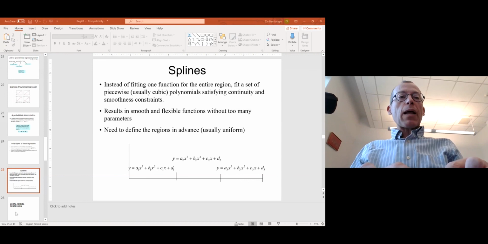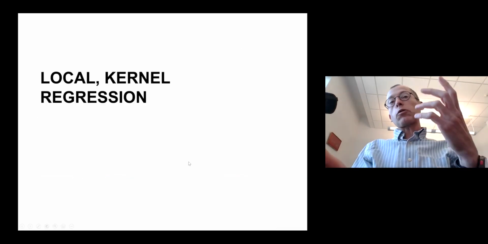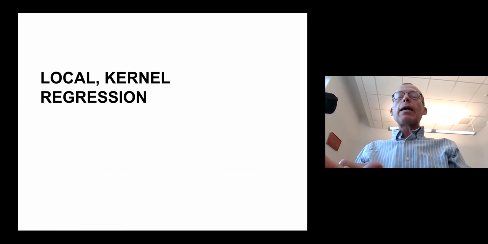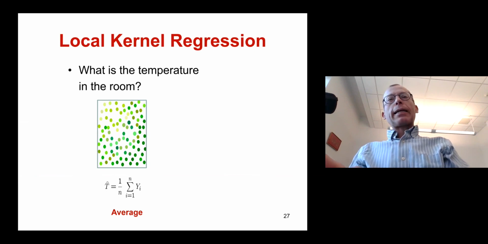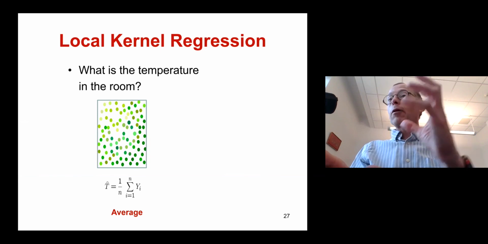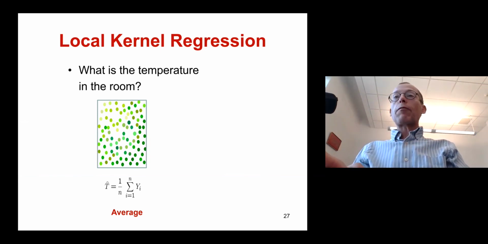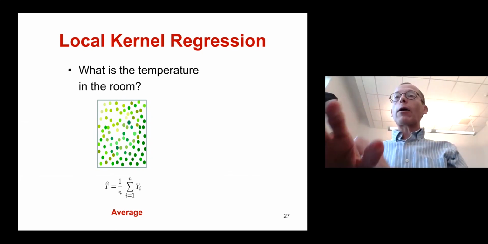In addition to splines, there are other ways to do this. So splines are one way to learn local regression. There's also something called kernel regression. And kernel regression is basically the same idea. Rather than computing some global function, you compute a local function. And now the question is, what do I mean by local and how do I compute the functions?